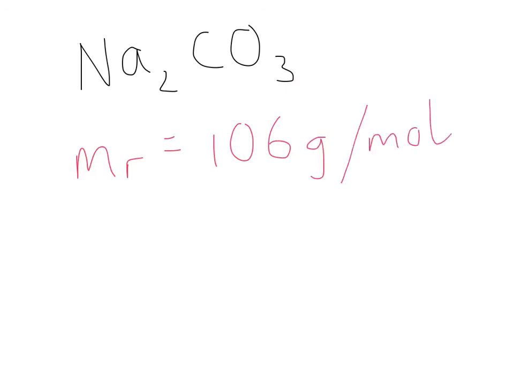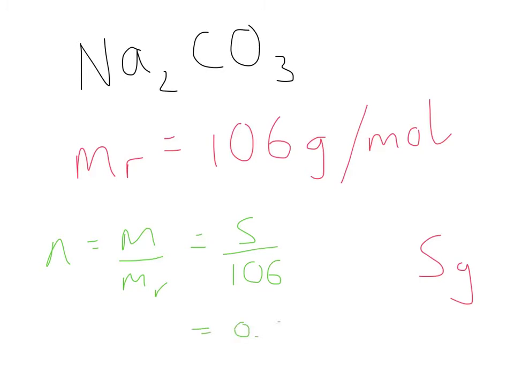So if I had 5 grams of sodium carbonate, I could work out the total number of moles, so n equals m over MR, and this time it's 5 over 106. So again, on the calculator, and I'm really not picking nice numbers, gives me 0.05, or close enough, if we round to 2 decimal places. So that's the number of moles I've got of that.